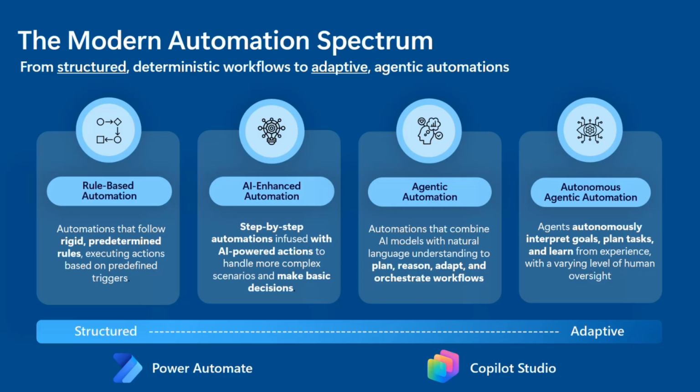We'll start on the left-hand side with rule-based automation. These are what we call structured automation. I'm sure many of you have played with Power Automate before, where you give it a very specific trigger and then you give it very specific steps to follow. And it always follows those steps, which is great for high reliability, high executability, all of that.